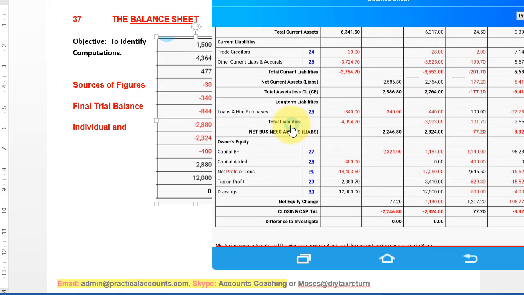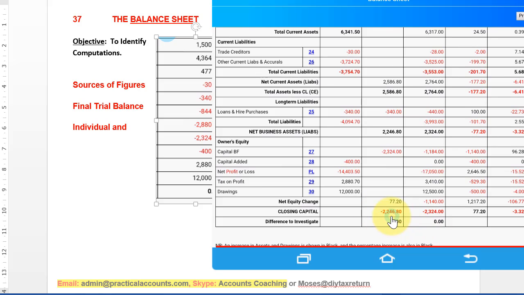Now, below here, we've got long-term liabilities. We've got a loan of 340. So capital employed minus that loan gives us the net business assets. This is the value of assets owned by the business. Net business assets. And apparently it should be equal to the closing capital.